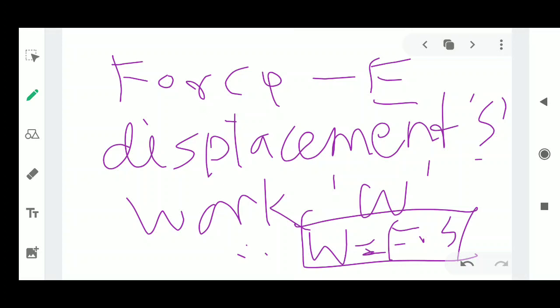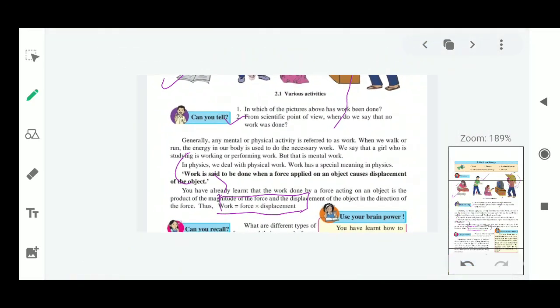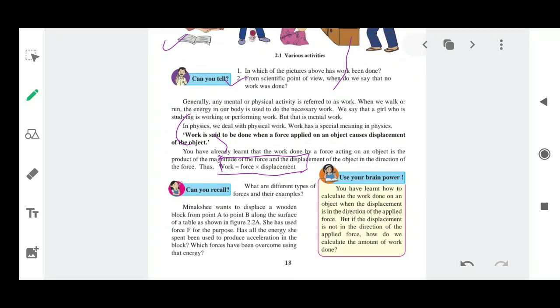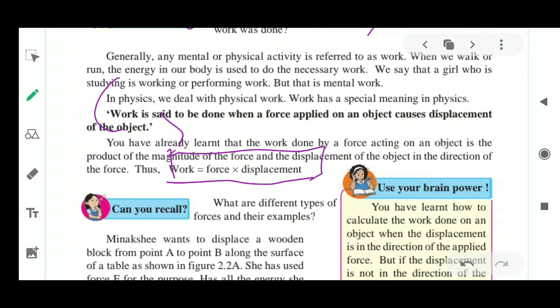Okay, now we are going to learn. Here they ask you the questions. Here they ask what are the different types of force and their examples. So there are many different types: gravitational force, electrostatic force, frictional force. There are many forces.